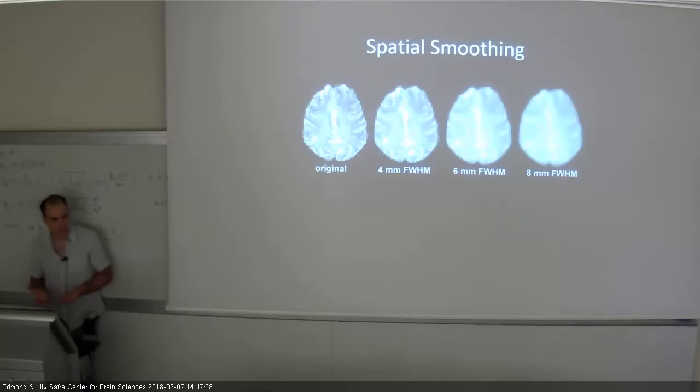Why shouldn't I do spatial smoothing? Yes, but how?